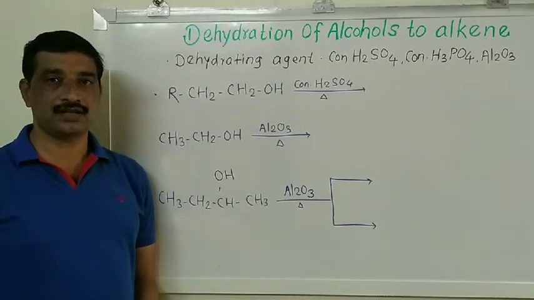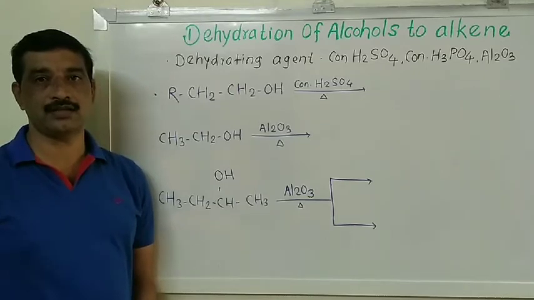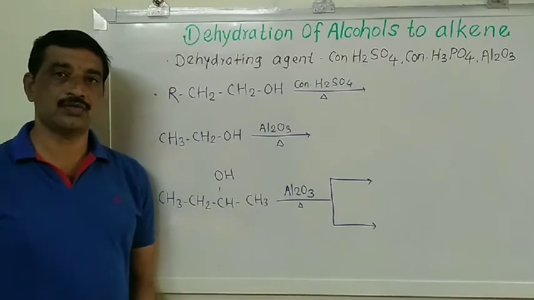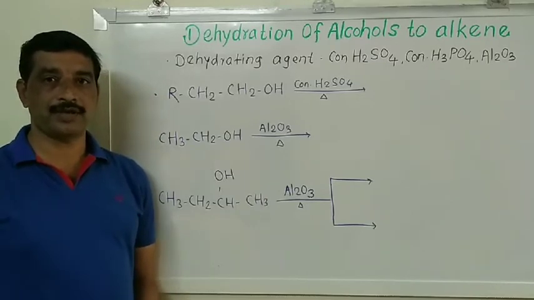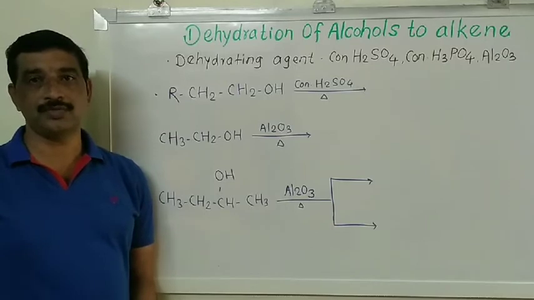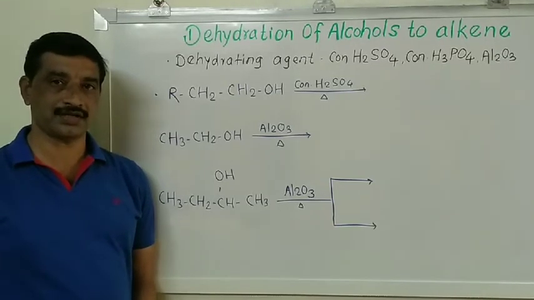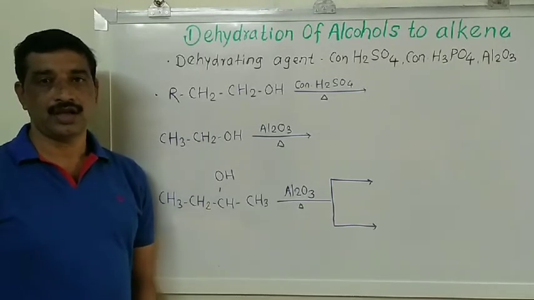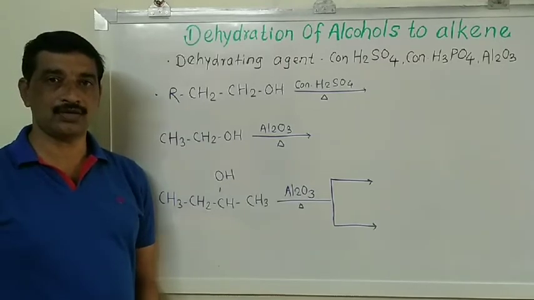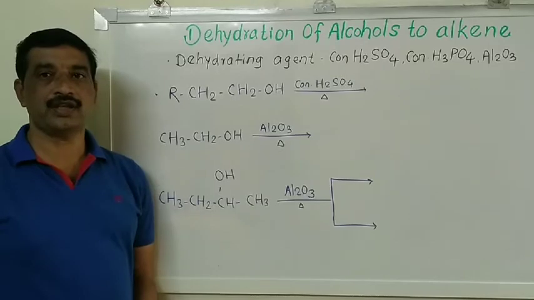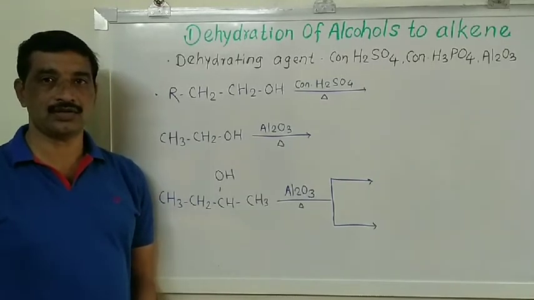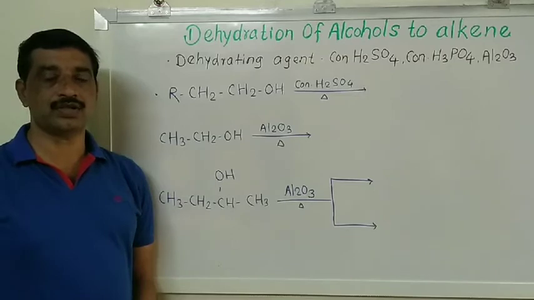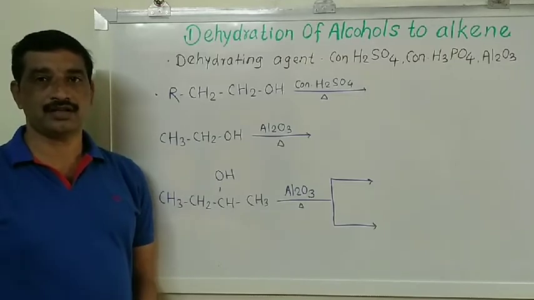Especially Lucas reagent, that is the mixture of concentrated HCl and zinc chloride, is used to distinguish between primary, secondary and tertiary alcohols. As tertiary alcohols are more reactive than secondary and primary, these alcohols give an immediate precipitate with Lucas reagent. Then the precipitate is obtained from the secondary alcohols, and to obtain the precipitate from primary alcohols, the time required is more than that of tertiary and secondary alcohols. Hence the Lucas reagent test is used to distinguish between primary, secondary and tertiary alcohols.